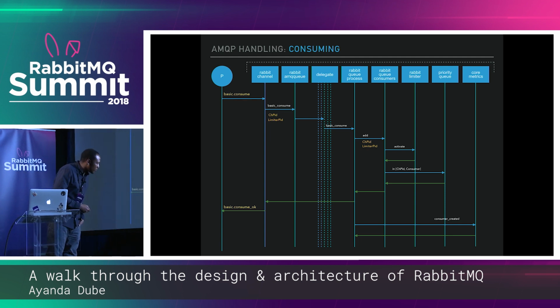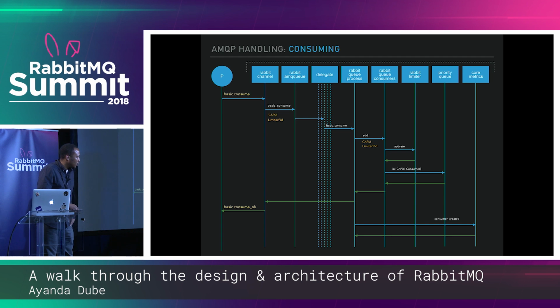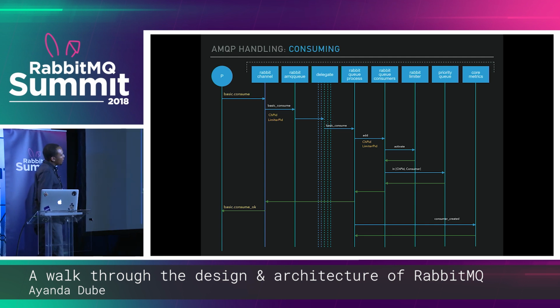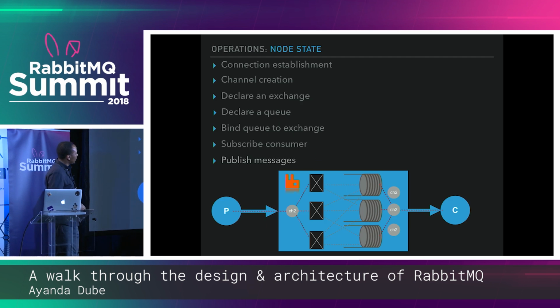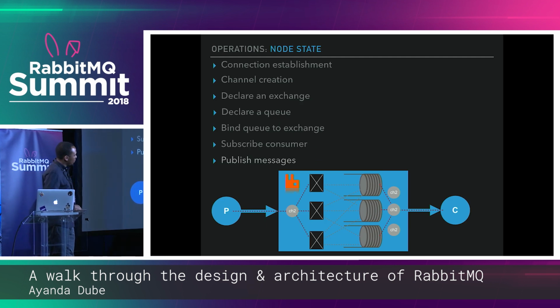And then also there are some consumer created stats which are created. Yep, and then you've got your consumers now. So everything is set up. You've got your channel, exchanges, queues. You've got your consumers with their own channels, right? And now you're ready to publish messages from your client application to your consumer.